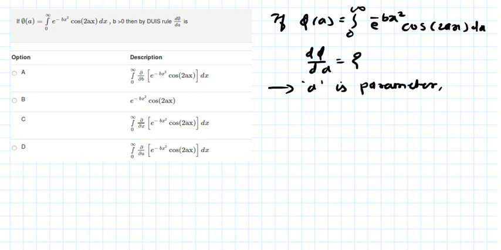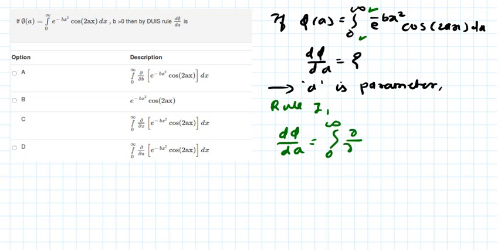Again if you observe, the limits are not functions of the parameter, so we need to use rule 1. Rule 1 says, if you take the differential of phi with respect to the parameter, then this will be 0 to infinity del by del a of e raised to minus bx square cos of 2ax dx. So this is equal to integration 0 to infinity. So I think this is the answer. The answer is directly given. So option D is the right answer. Next question.